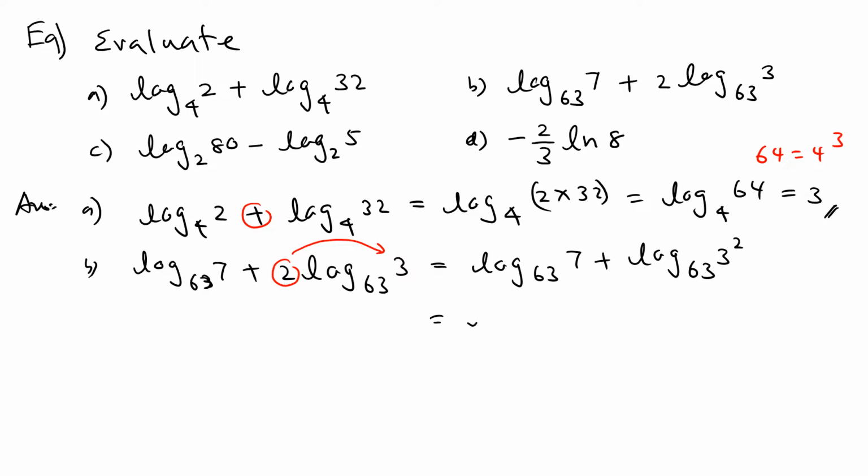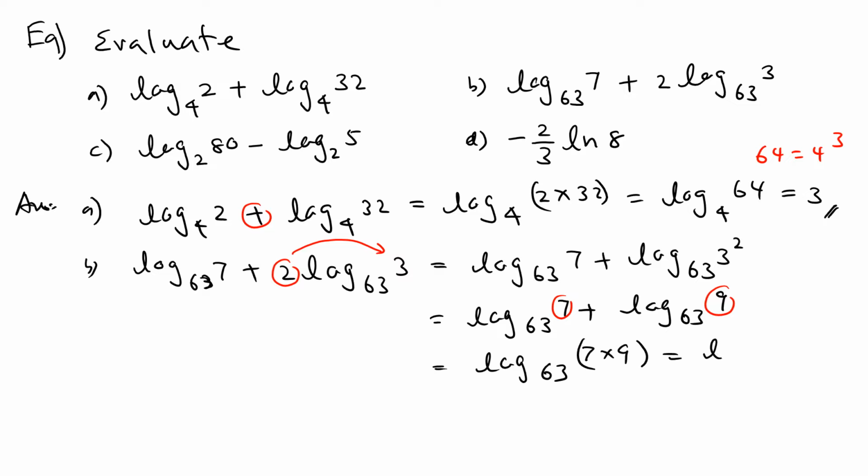So you can write this one as log base 63 of 7 plus log base 63 of 9, and then you multiply the two numbers. So you can write this one as log base 63 of 7 times 9. So that means this is log base 63 of 63. So it's the same number. That means this has to be 1 using property number 1. When you have log A of A, it equals 1. The reason is how to write 63 as a power of 63: the power is 1. So it's 1.